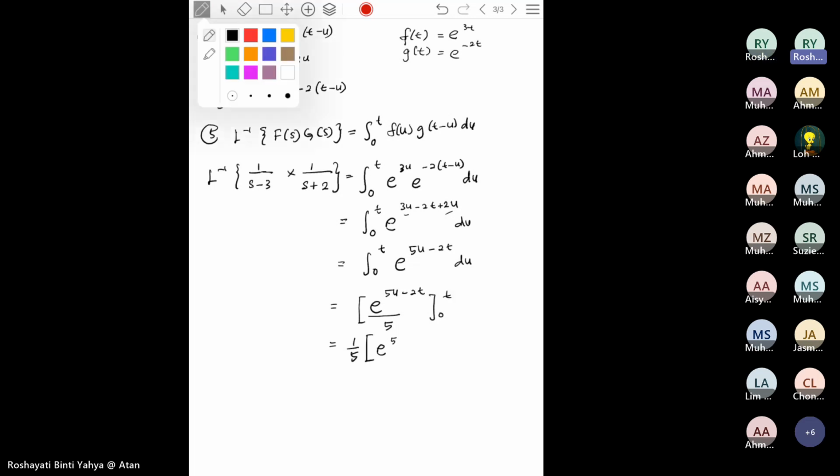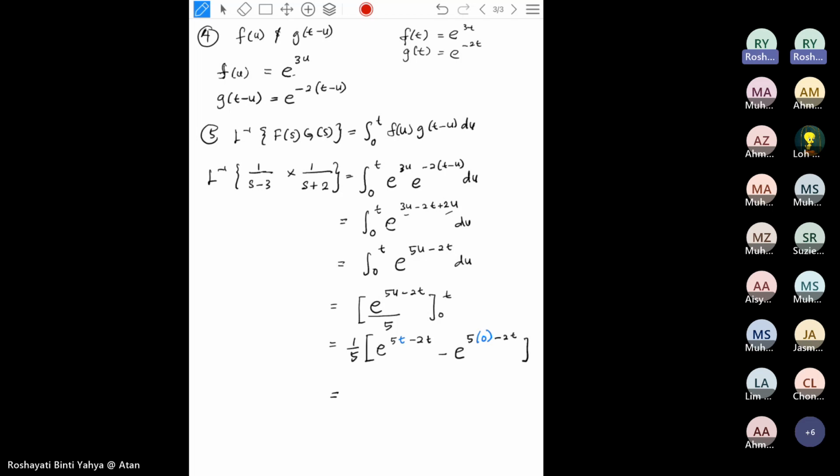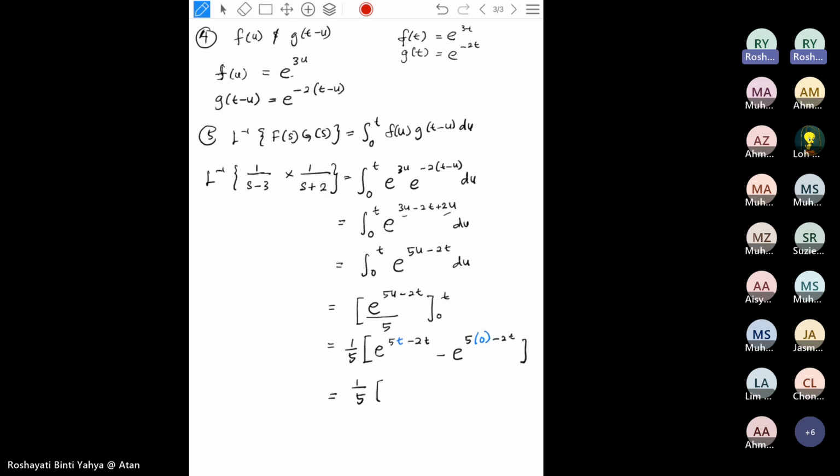Exponential 5t minus 2t, minus exponential 5, 0 minus 2t. So 1 over 5 exponential 3t minus exponential negative 2t.